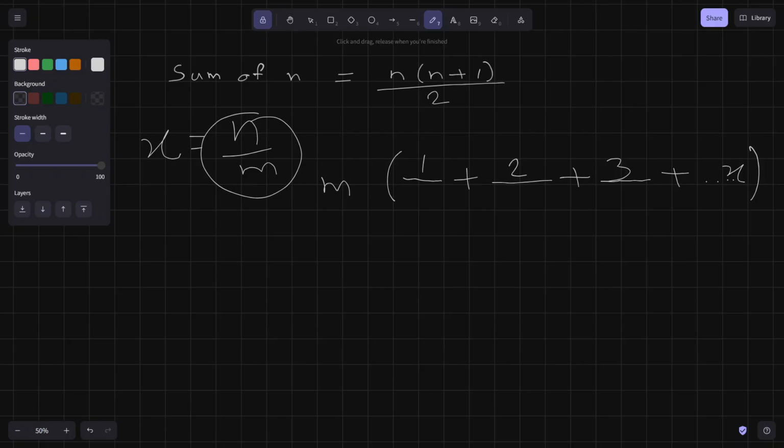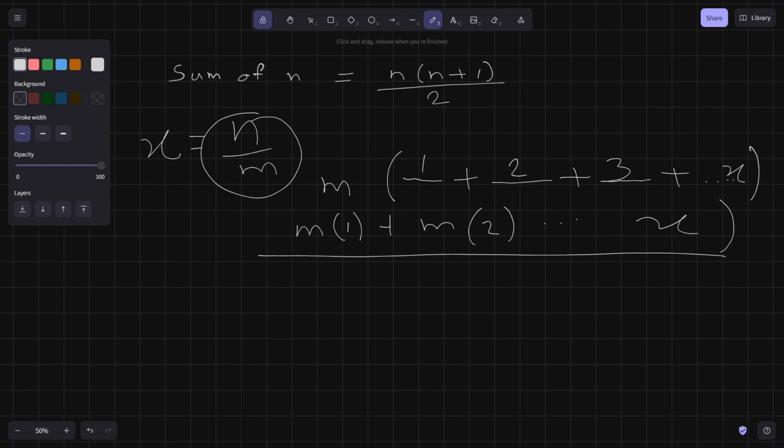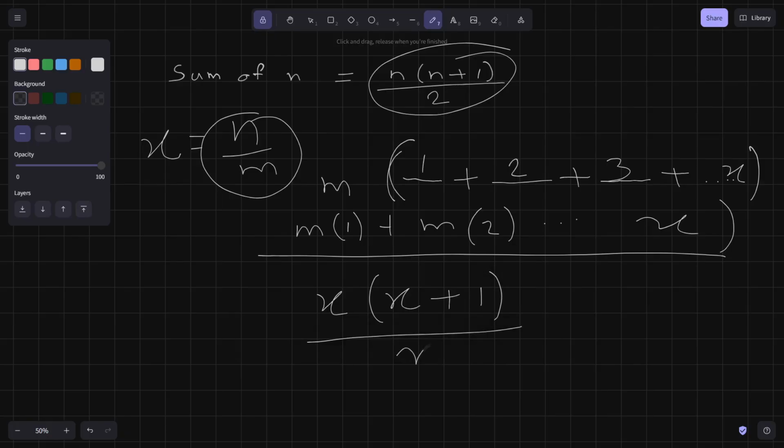So it will be m into 1 plus m into 2, like that up to x. So how can we calculate this? We have taken the m aside. So this part can be represented as the sum of x natural numbers. So here we have the formula, x into x plus 1 divided by 2, into m.